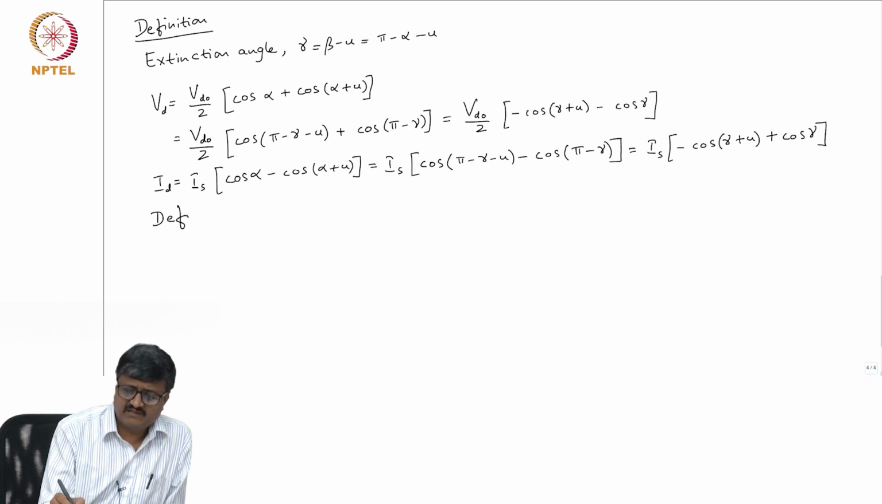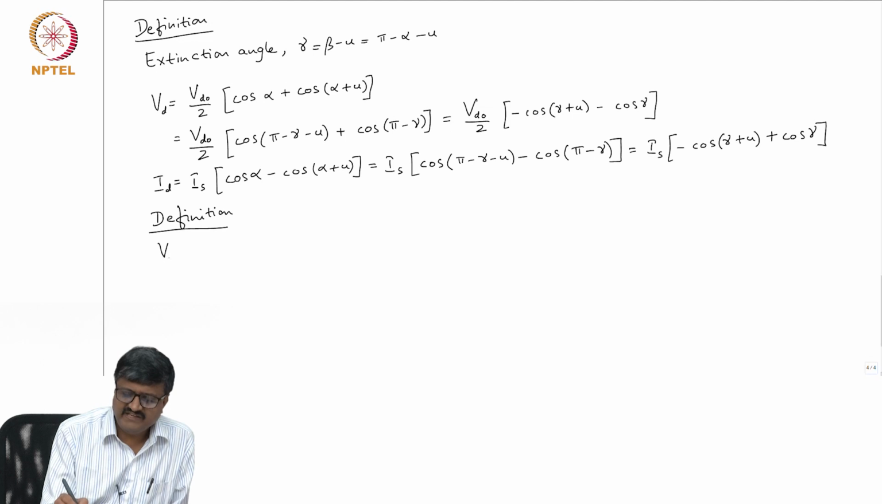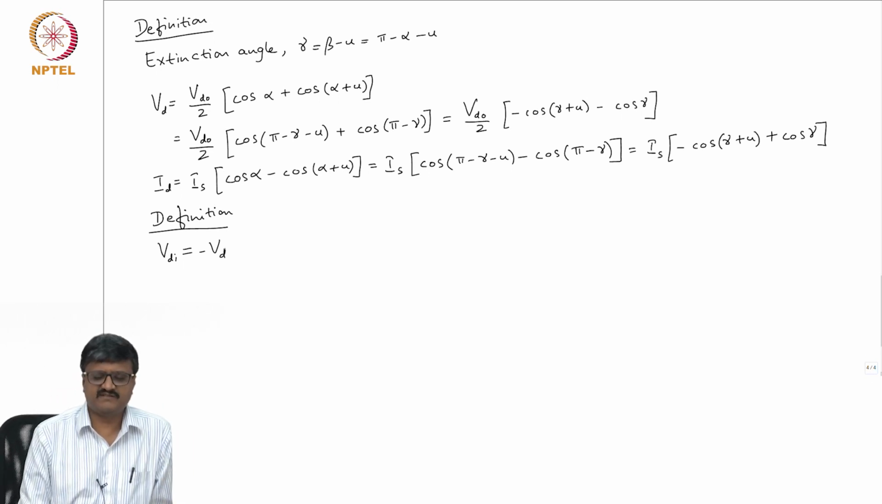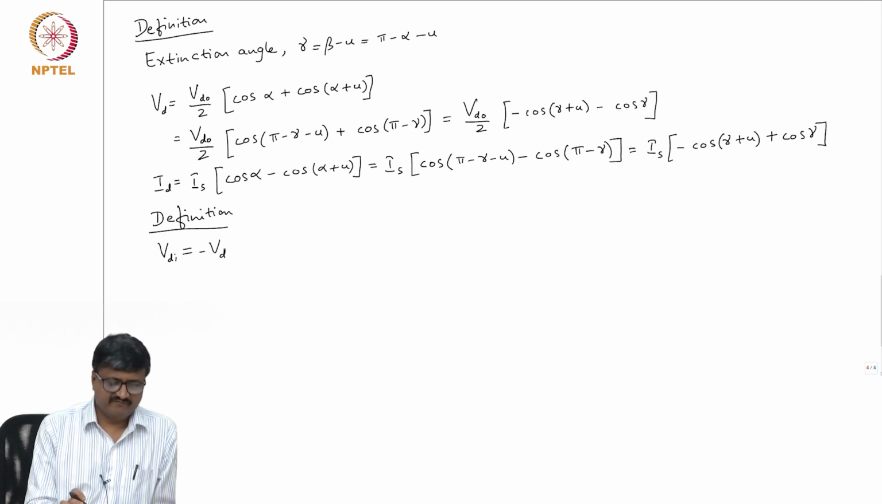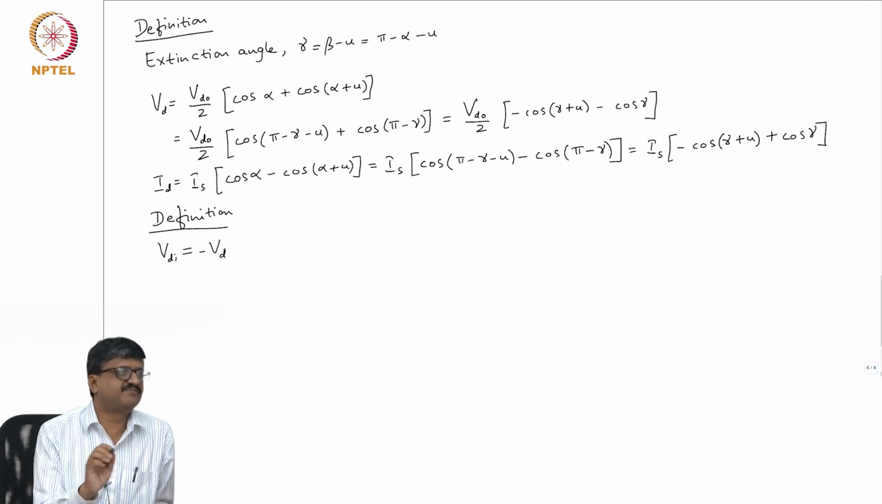Now, I define one more quantity, it is just a notation, Vdi. The definition is very simple, it is minus Vd. Vd is the average value of the DC side voltage. If I take the negative, I get Vdi. The purpose of this definition is that many a times while talking about inverter operation, if you just take Vd, the DC side voltage is negative. So we want some positive quantity for inverter operation. We just define Vdi as negative of Vd. So Vdi is positive.